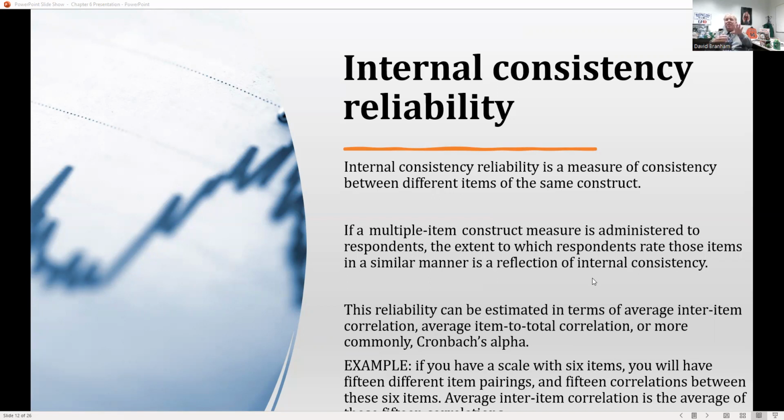So the extent to which the respondents rate those items in the same manner is a reflection of the internal consistency of the test. This makes the assumption that each question is about the same as far as ability to measure the concept. This is a problem. I personally have a problem with how you do this, where you're making this assumption that every indicator has the same power and is measuring the same exact thing, because concepts sometimes can be complex.